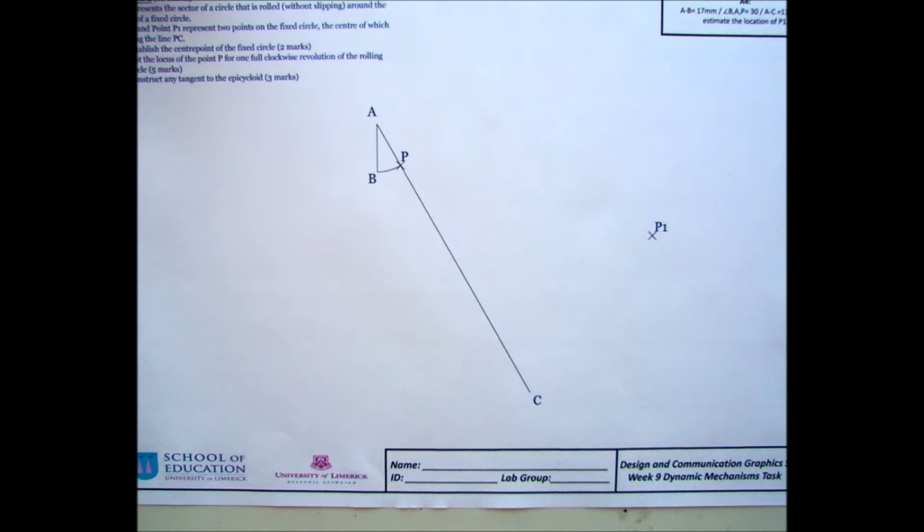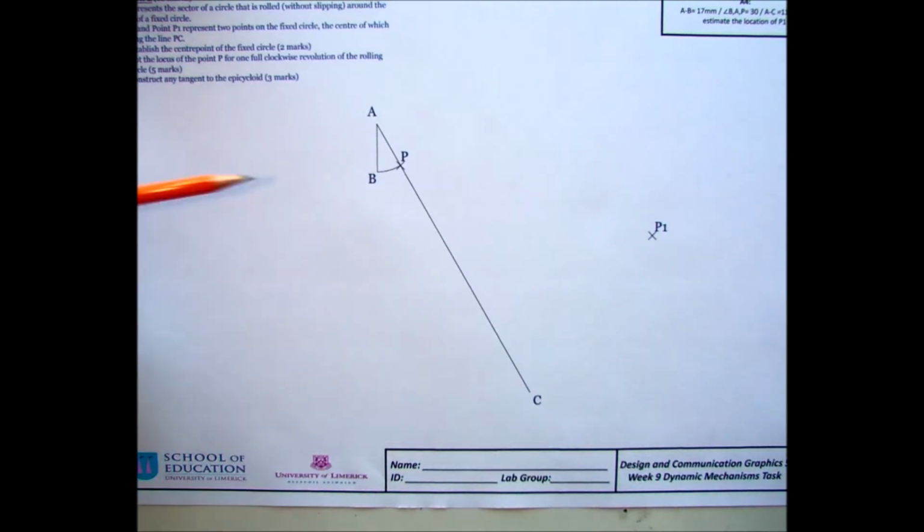So, during this video what I want to do is go through the first question you were given in task 1. First we'll read through the question itself. As we can see above here, ABP represents the sector of a circle that is rolling without slipping around the outside of a fixed circle.